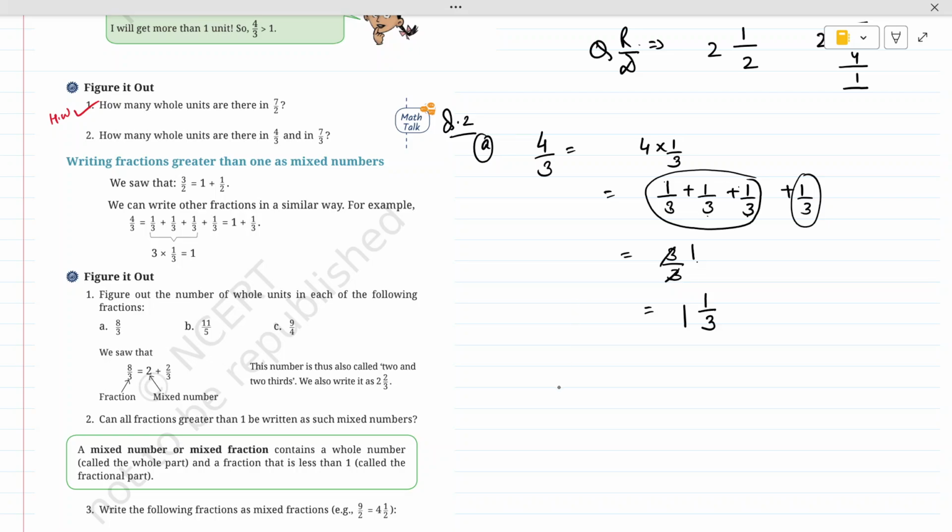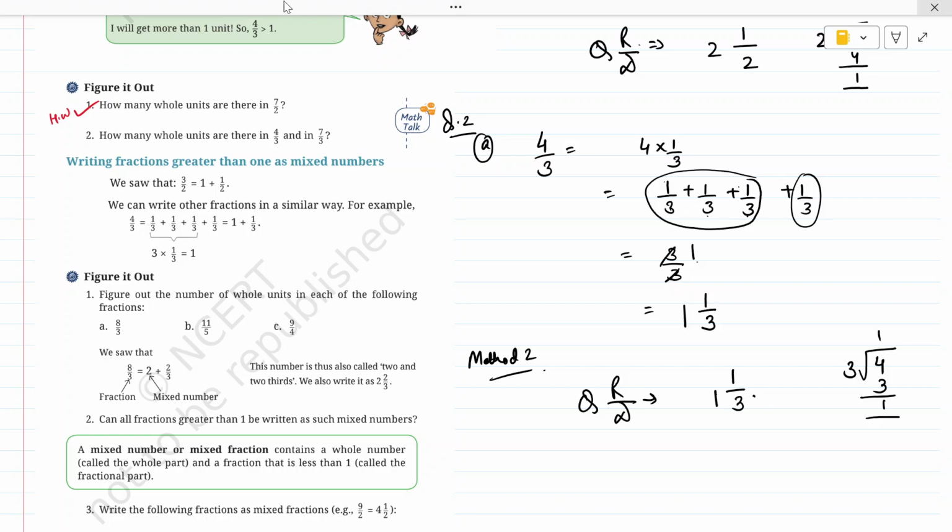So this is the answer: 1 and 1 by 3. Second method, method 2. How are we going to do it? Just divide. 4 divided by 3, 3 into 1 is 1. So Q R by D, that means quotient, remainder and divisor. This is the answer. So similarly, you can do it for 7 by 3. This 7 by 3 is homework for you.